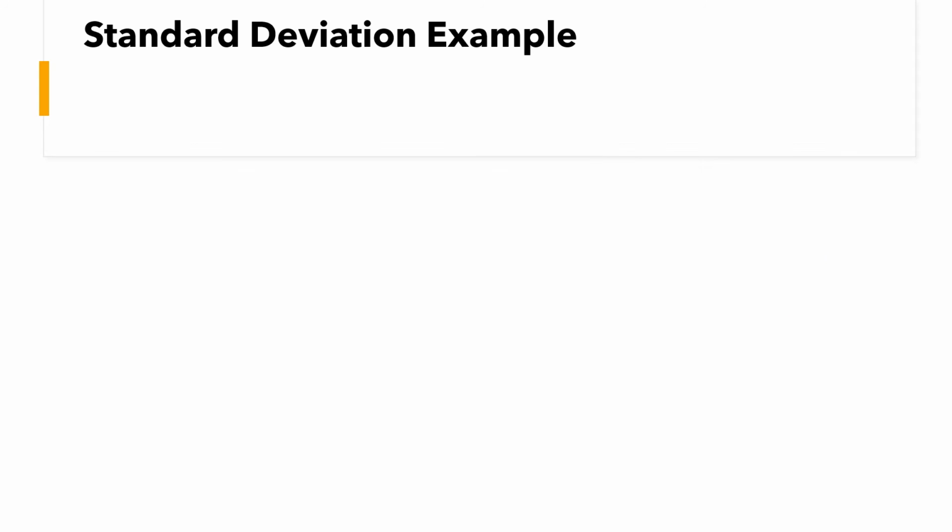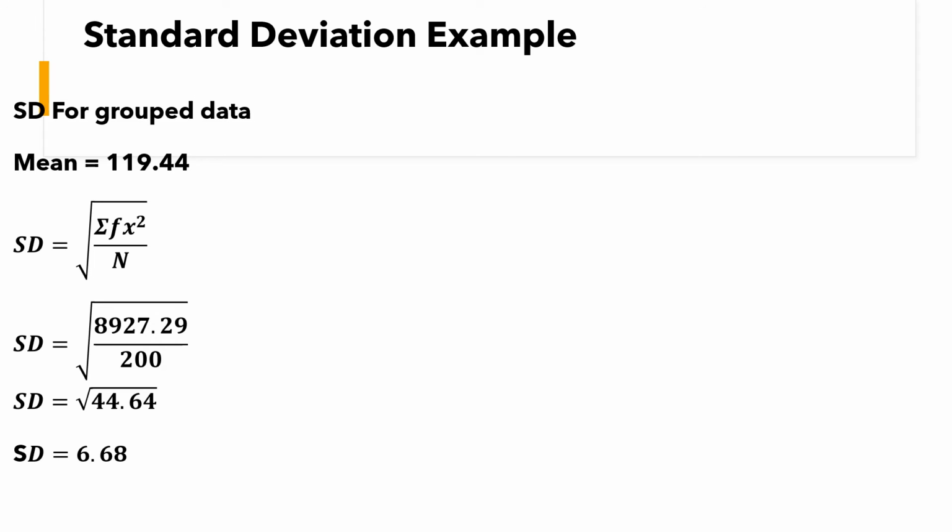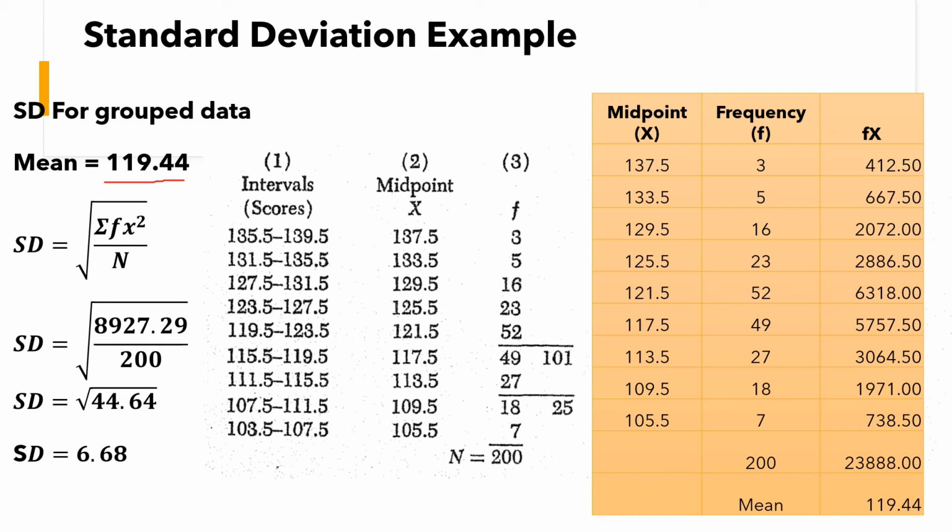But in the case of grouped data, first we need the mean value. Without the mean we are not able to calculate the standard deviation. Suppose this is the data; most of the time we have data in interval scores. First of all we calculate the midpoint, and these are the frequencies. The process of calculating the mean is simple. We calculate the mid value and frequency, and then the fx value, which is frequency multiplied by the midpoint. The total of these divided by the total of frequency is the mean value.